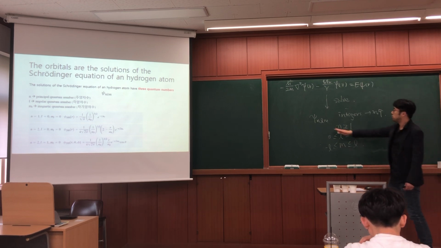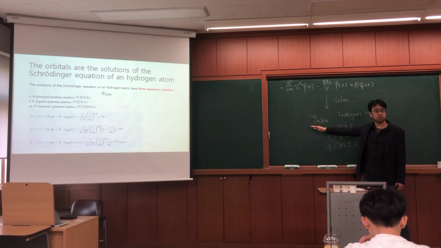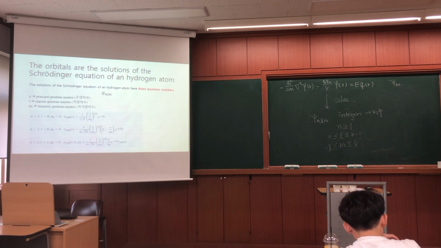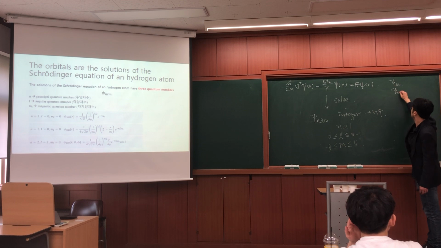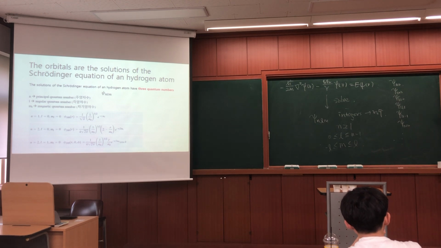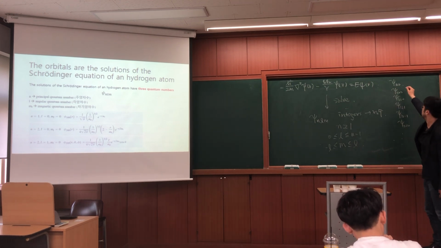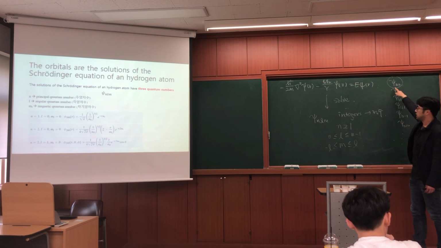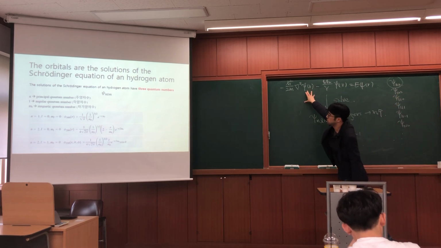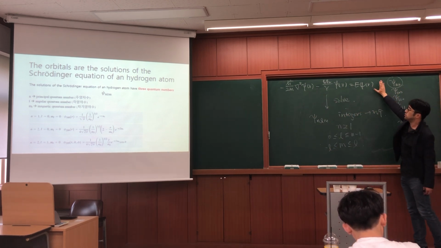So we get a set of solutions. The first solution is psi 1,0,0, and the next are psi 2,0,0, psi 2,1,0, psi 2,1,1, psi 2,1,minus 1, and psi 3,0,0, and so on. If we put these functions into this equation, then the equation holds.